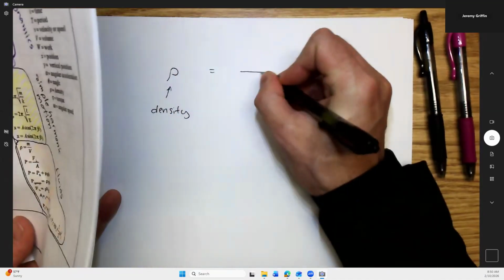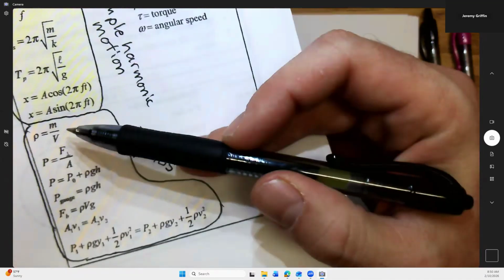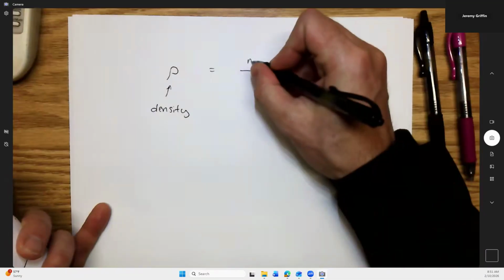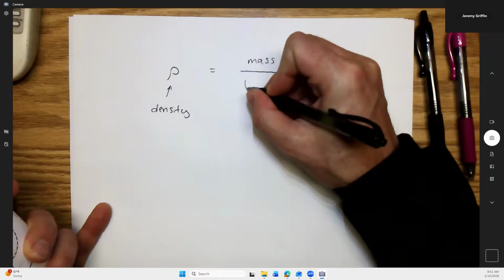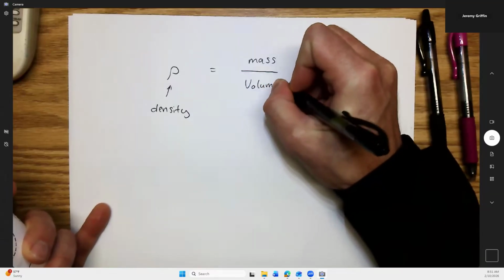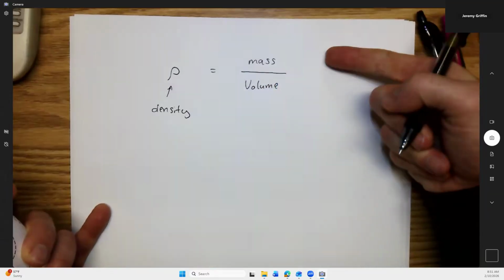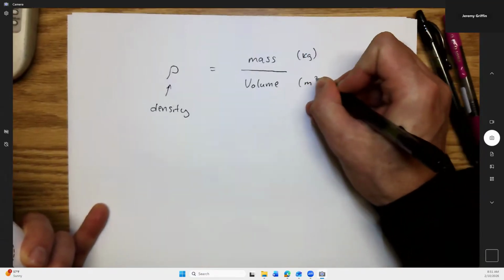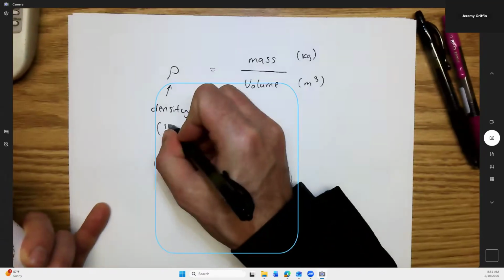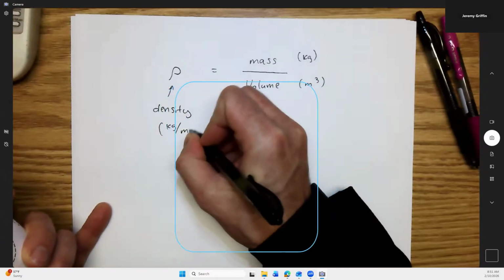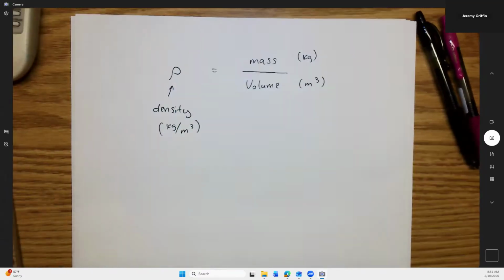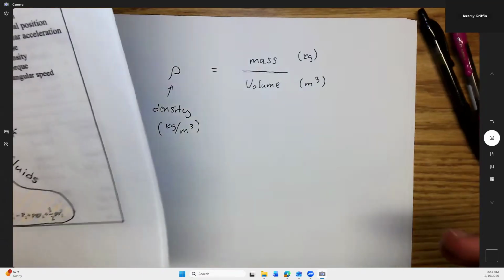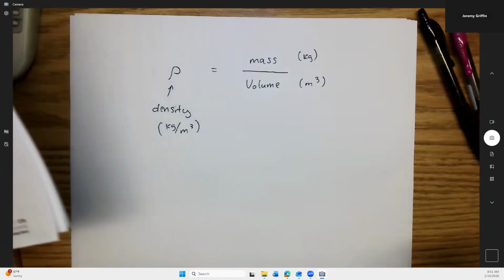It's a ratio of what to what? Yeah, mass over volume. So for example, this could be kilograms, this could be cubic meters, and this density could be in kilograms per cubic meter. Or maybe it's grams per cubic centimeter or some version of that. You guys got that?